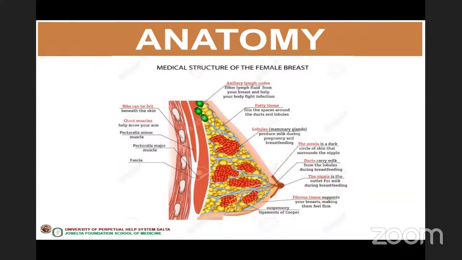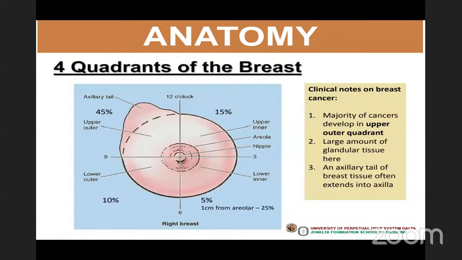Okay, so this is just a review. Important in anatomy would be the 4 quadrants of the breast. And it's important to note that the majority of your cancers would develop in your outer quadrant. This is mainly because of a large amount of glandular tissue found in the upper outer quadrant. Your axillary tail is also found here, extending into the axilla, which gives you more glandular tissue to have abnormalities. So in the upper outer quadrant, you will find most of cancer developing in the breast.